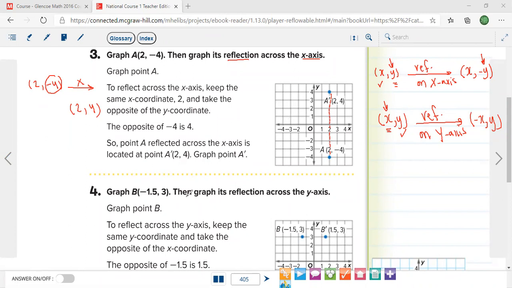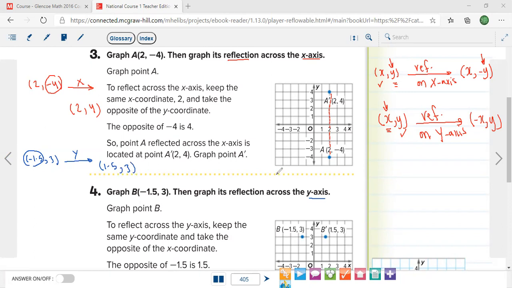Another problem, number 4. We have here B is -1.5 and 3, then graph its reflection on the y-axis. So as I told you, the first method is you have the point which is -1.5 and 3, and you want to make a reflection on the y-axis. So you will change the x coordinate. This will be 1.5 and 3.